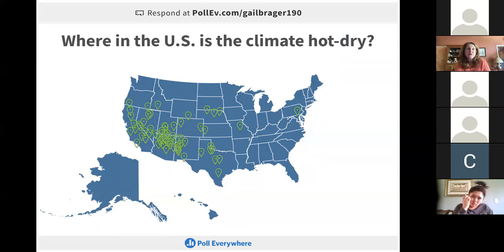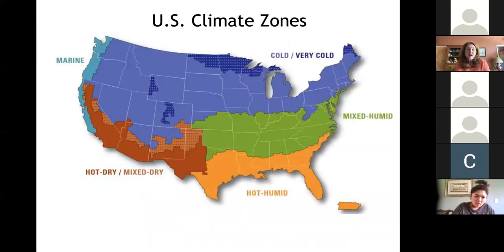All right, so if we look at a map of the US of how we characterize climate zones in a very general way, in general, the hot, dry areas are going to be in the southwest, the hot, humid areas in the southeast. That doesn't mean you're not going to have hot, dry conditions or hot, humid conditions in other places, but the way they do these broad characterizations are going to look like this.